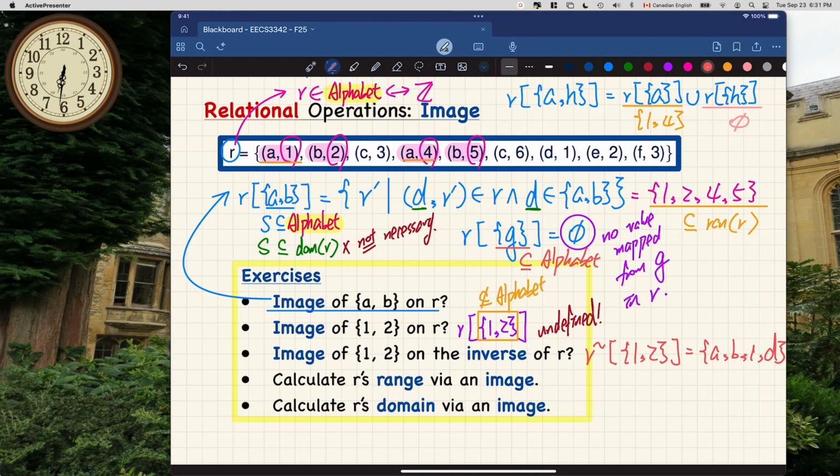And we got 2 algebraic properties for you here. 1 here, and also 1 here. Basically, we want to use the image operator, the square brackets over here, to calculate the range and the domain.